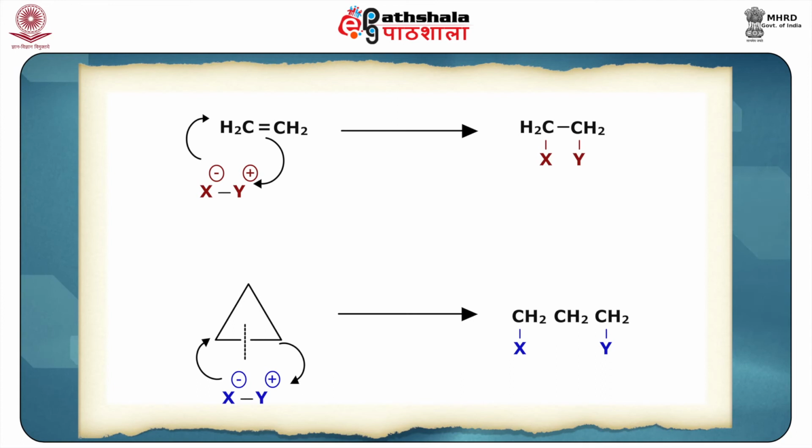As shown here in these two general additions, there is X minus and Y plus as the reagent adding. Y plus attacks one carbon, followed by X minus on the other, and you get the addition product. Similarly here, one of these will attack the first carbon and the other will attack the third carbon. So you have X minus and Y plus adding. You can compare the alkene and the cyclopropane addition: there you get the 1,2 addition product, but here you get the 1,3 addition product, which is very obvious.